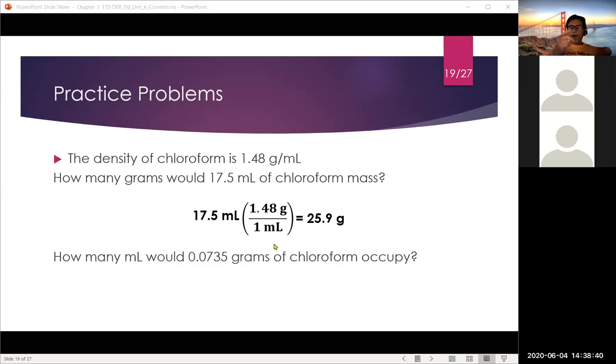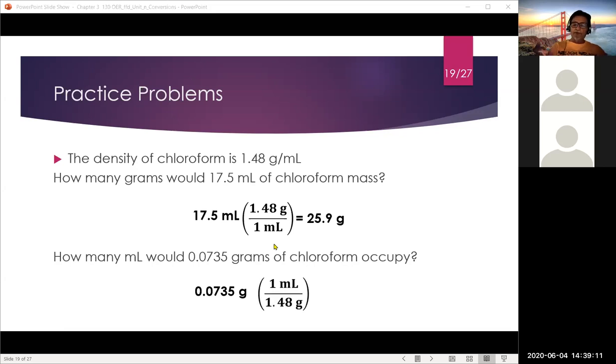Okay. Second question, they're asking you, how many milliliters would 0.0735 grams of chloroform occupy? So this time you have a balance, so you actually weigh out the chloroform. Now you want to know, okay, what is its volume? And so we write down what we're given, and we're looking for milliliters. We want the volume because that's what the question asked.